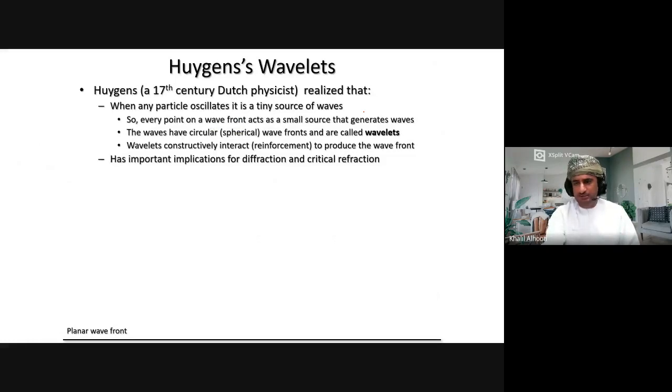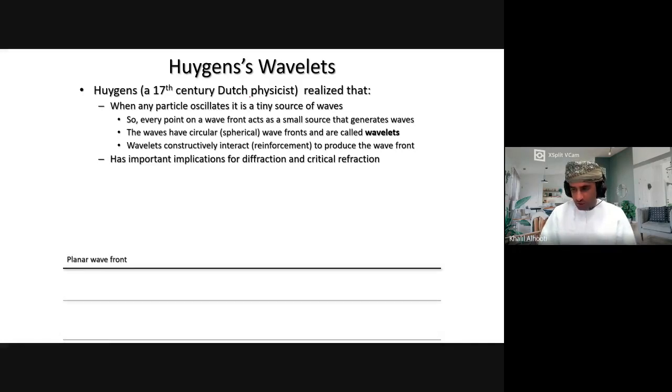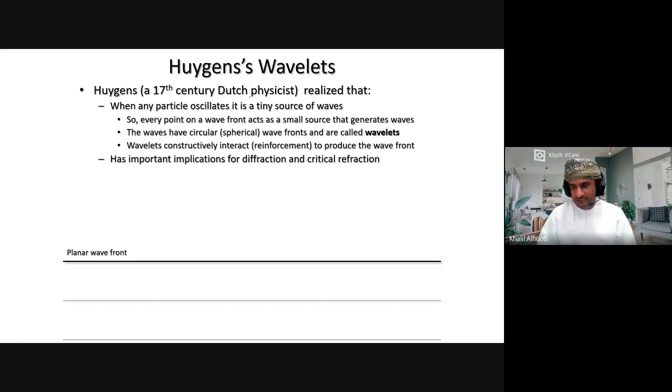So that's what Huygens' principle is. It was actually discovered by a scientist, a Dutch scientist. And it states that every point acts as a small source that generates its own waves. Waves are, as I said, circular, moving in each direction. They can either interfere constructively or destructively. So let's say that a planar wave is moving from down to up, as is the case you see in this slide.